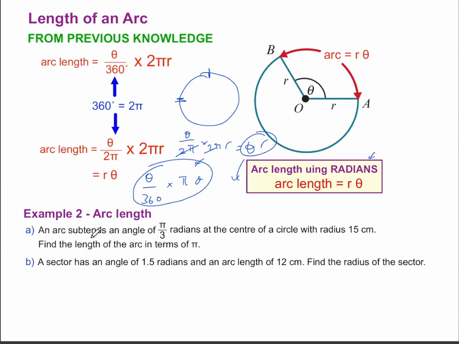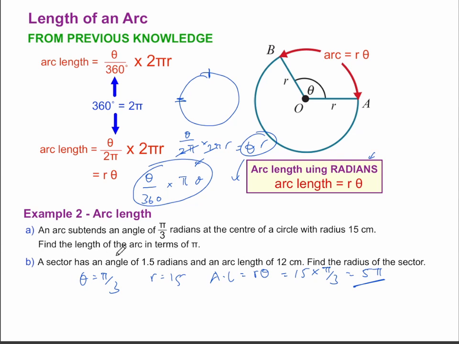Example, we can do it right here. An arc subtends at an angle of pi over 3 radians. That means theta equals pi over 3, at the center of a circle with radius 15. Find the length of the arc. So arc length will be equal to r theta, which is equal to 15 times pi over 3, which will give you 5 pi. And that's going to be the arc length in terms of pi.